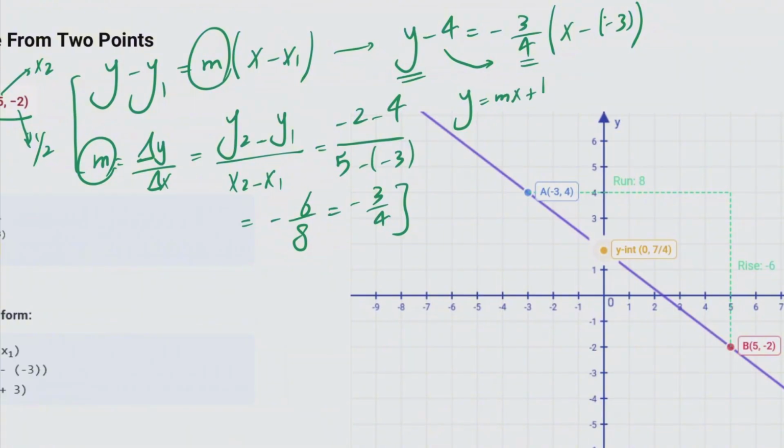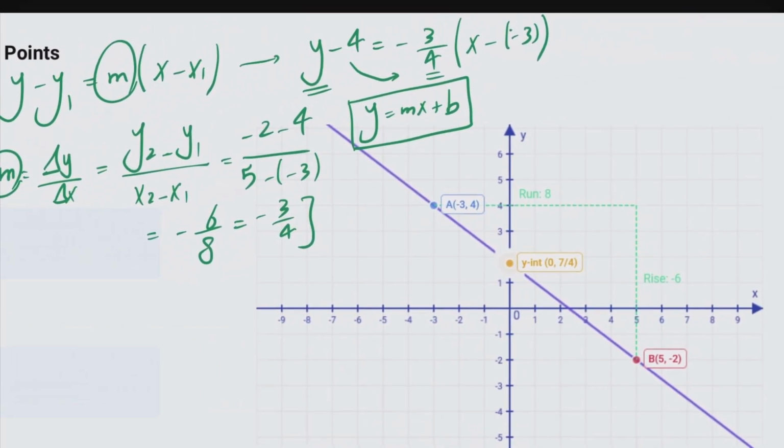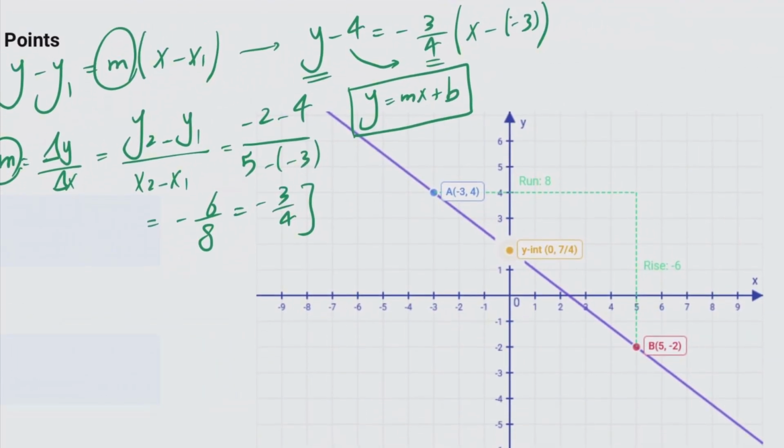Because most of the time, the important equation that you're looking for should be like this. So if we do that, I have -3 over 4, so I can write it as y subtracted by 4 is equal to -3 over 4 times x, and -3 over 4 times this one is going to be what? It's going to be -9 over 4 itself.